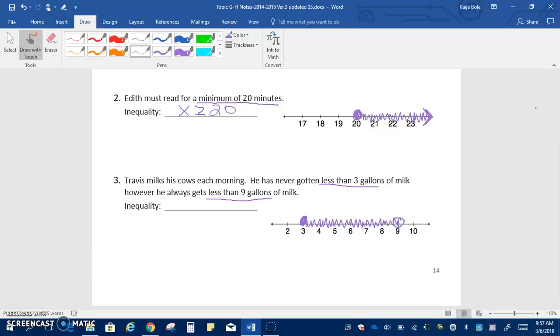Alright, so if we write our inequality, we put x in the middle. We want x less than 9. And then we want x greater than or equal to 3. Okay, so we're going to stop here for now. We'll do some more practice in class, and then we'll go over any questions you have as well.